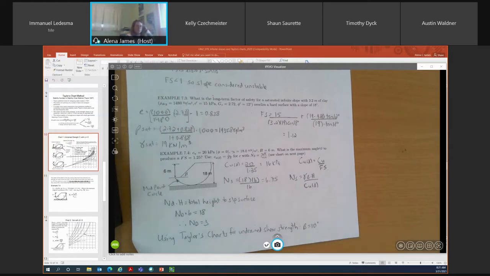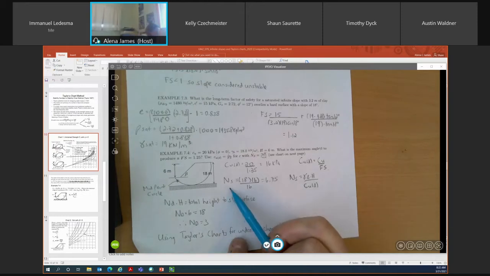The next piece of information we need to know is our NS value. We use our NS value on the Taylor's chart. So NS is equal to your bulk unit weight times the height of the slope divided by CUD. We just calculated CUD to be 16 kPa. We know gamma bulk is 18 kilonewtons per meter cubed, and the height of the slope is 6 meters. So we can plug and chug in the formula, and we can determine our NS value is 6.75.